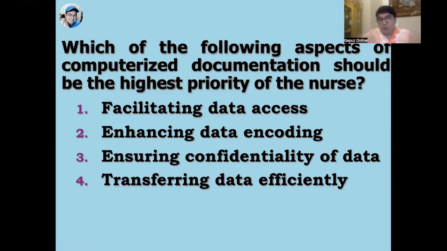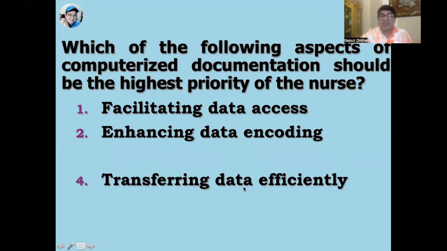Now, if you're going to go through all of the options contained in this question, you will notice that all of these are actually the advantages of computerized documentation or computerized charting. But the question is asking which one is the highest priority of the nurse. And in this case, we have to know which among these issues do we need to prioritize in terms of addressing it first, because it affects the patient, it affects the system, it affects the hospital, and it affects the healthcare workers. So the best answer is ensuring confidentiality of data.